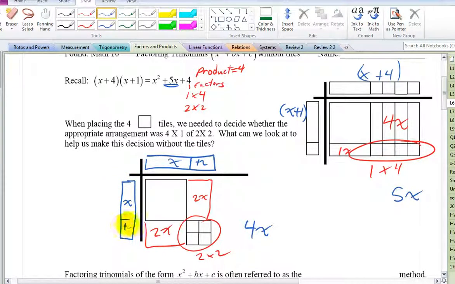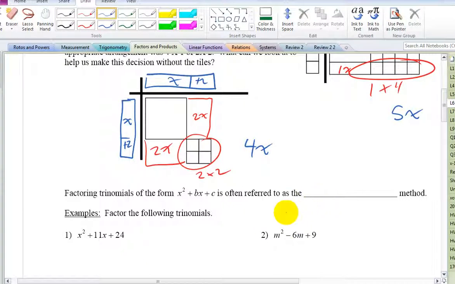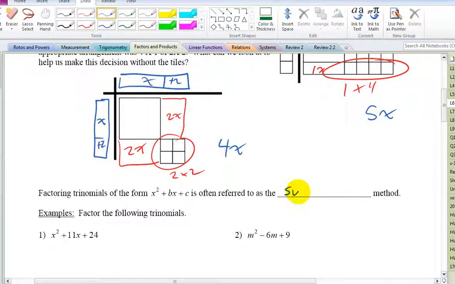The reason why I knew this wasn't the answer is because we checked and saw that we got the wrong number of x's. We're going to try and do the same thing now, but without using tiles. So we're going to find factors of the product, and then we have to check each factor to see which one gives us a sum of plus 5. Well, this one gives us a sum of 5, whereas this one gives us a sum of 4. So we're looking at the sum and the product, and so we often call this a sum product method.